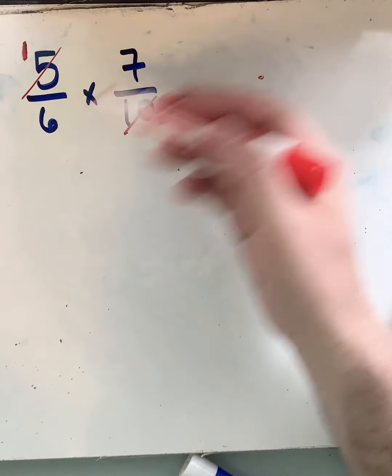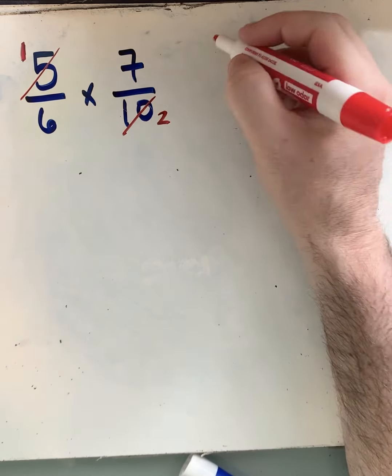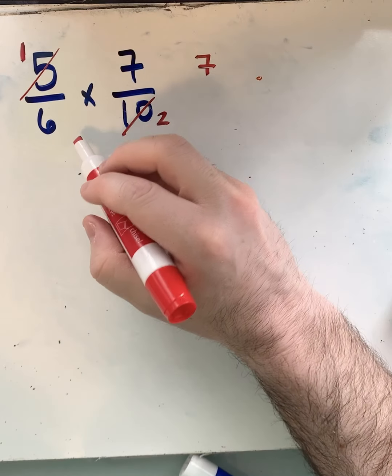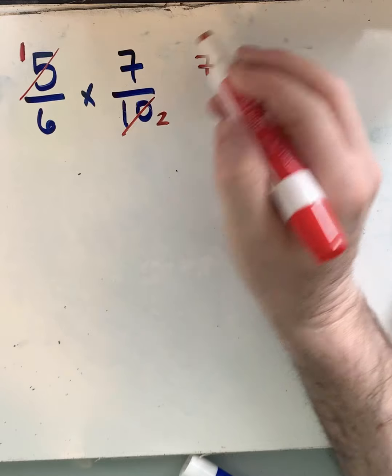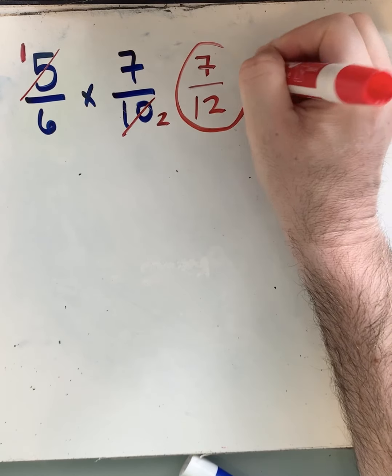So what I can do now is just the simple math, right? Now I'm dealing with a 1, right? 1 times 7 is 7. 6 times 2 is 12. Can't simplify that anymore, so that's the answer.